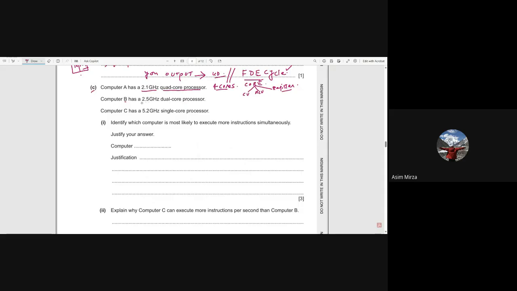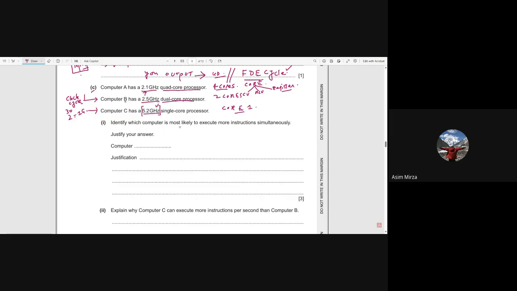Whereas computer B has 2.5 gigahertz, which means the performance, the clock cycles of computer B, is 2.5 billion clock cycles, greater than 2.1, and it has only two cores. Whereas computer C has 5.2 gigahertz, single core, which means it has only one ALU, one CU, and some registers. But it is a very powerful processor because it can generate 5.2 billion clock cycles. Giga means 2 to the power 30, equal to 1 giga. So we are measuring speed, that is hertz, right?